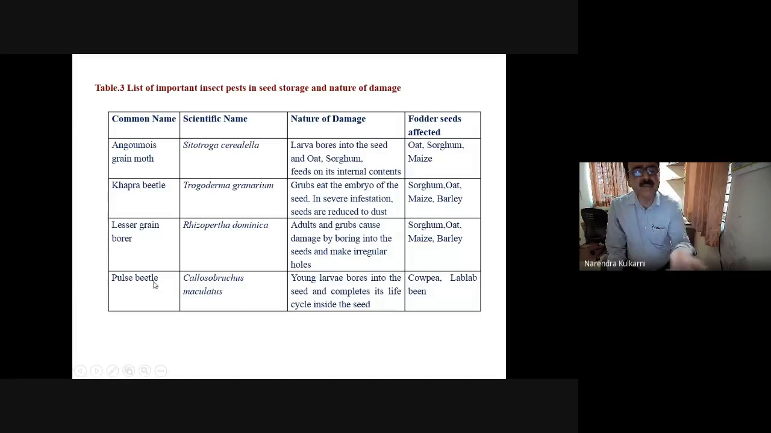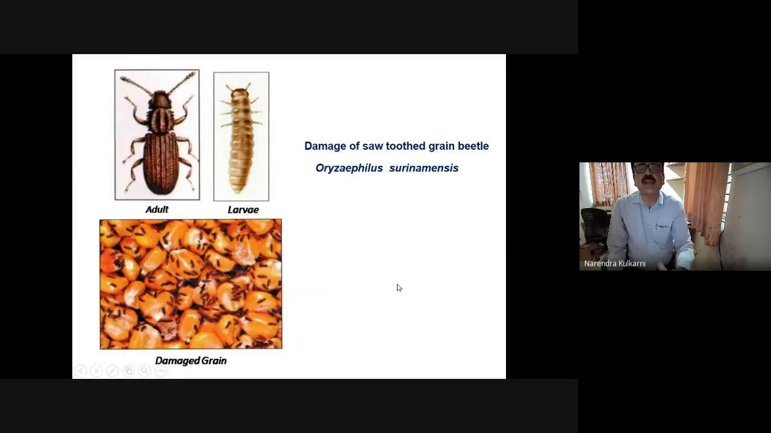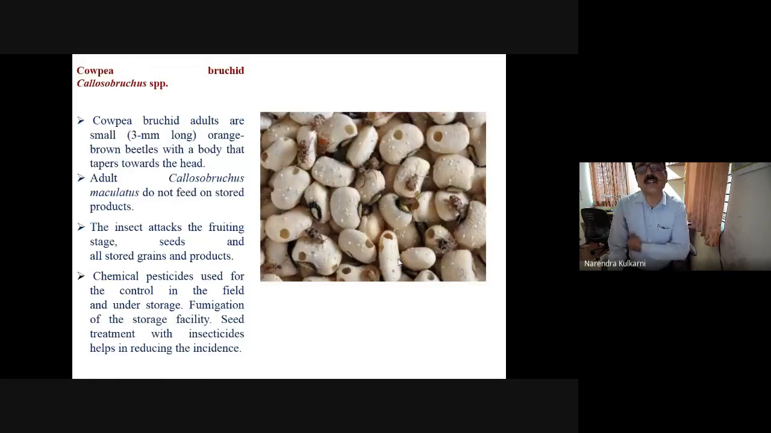it is a real headache because of the pulse beetle, and most of the chemicals are going to be banned and no alternate methods are available. It is a very big task to store these seeds, especially for a longer period. And Sitophilus oryzae is also a problem, and we have the sawtooth grain beetle infesting African Tall maize in storage. And bruchids are a big problem while storing any forage cowpea seeds.